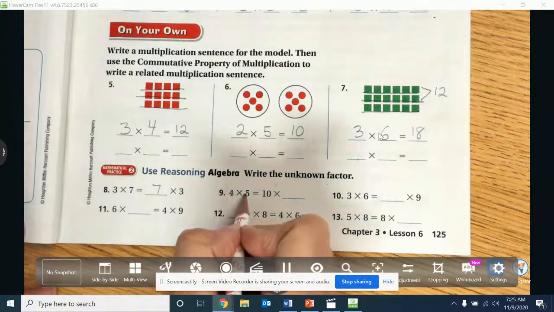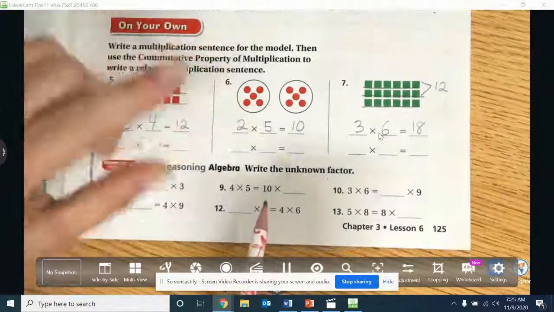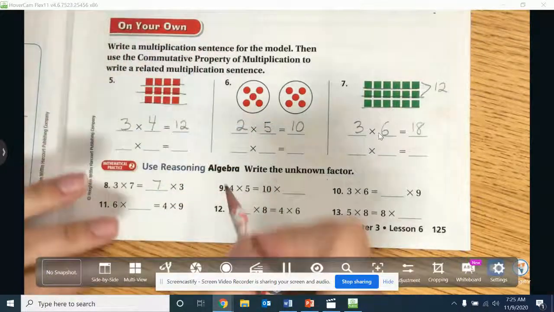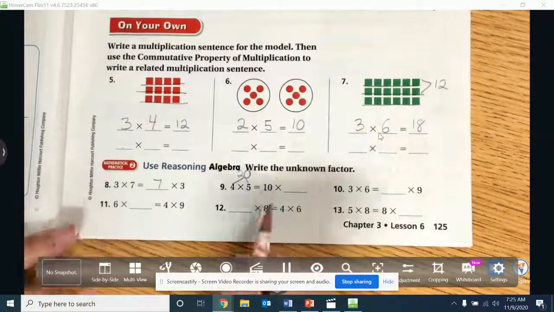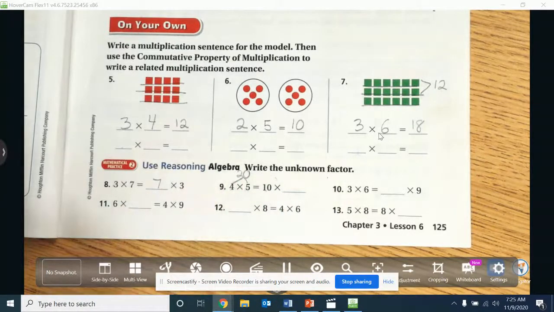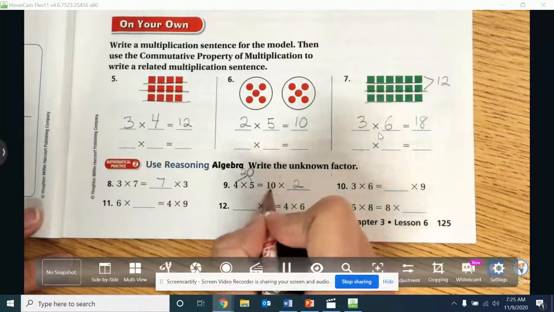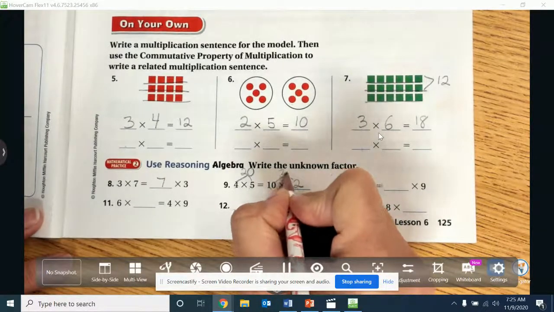4 times 5. We can count 5 four times. So 5, 10, 15, 20. So 4 times 5 equals 20. 10 times what number is going to give us also 20? 10 times 2 will also give us 20.